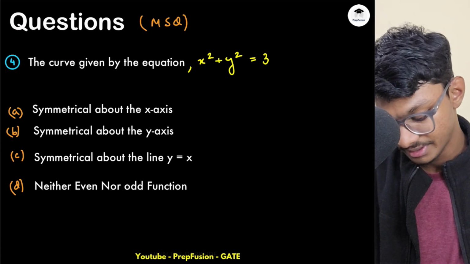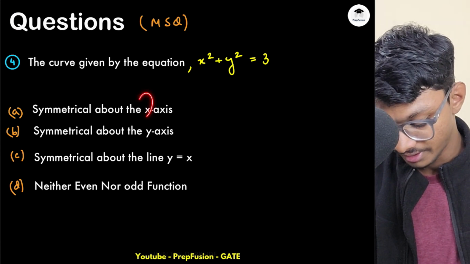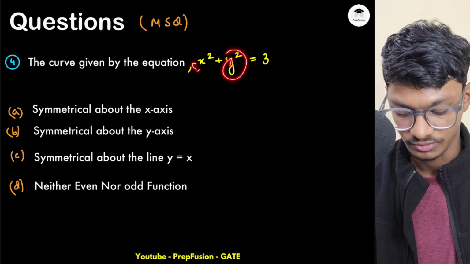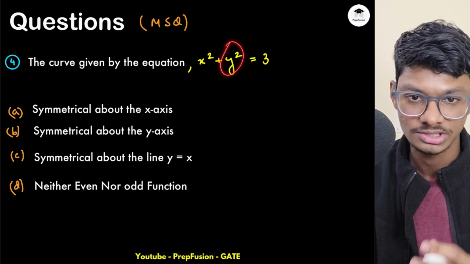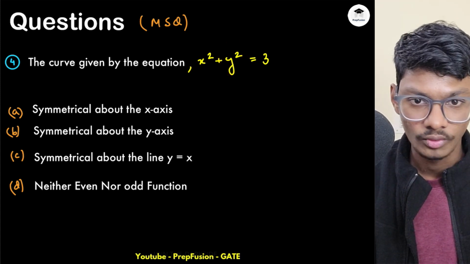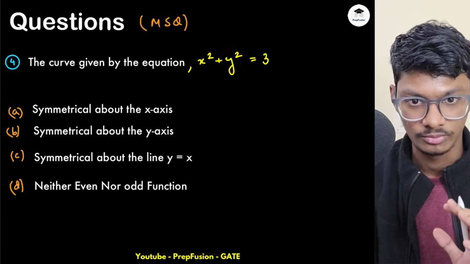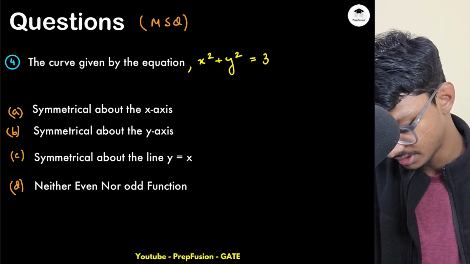So is it symmetrical about the x-axis? For the x-axis I have to change y to minus y. It is symmetrical because if I change y to minus y, the whole square will be y square only, so it will be the same and it doesn't matter. So again, this is correct.